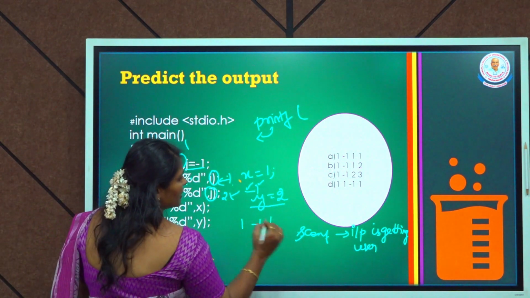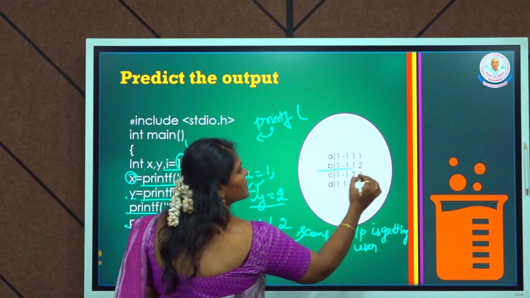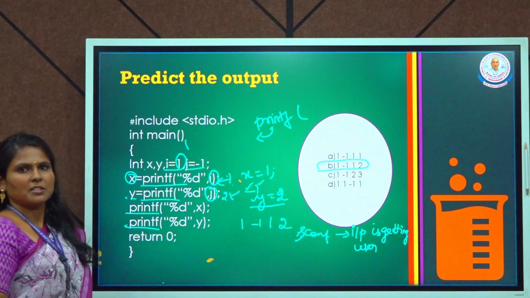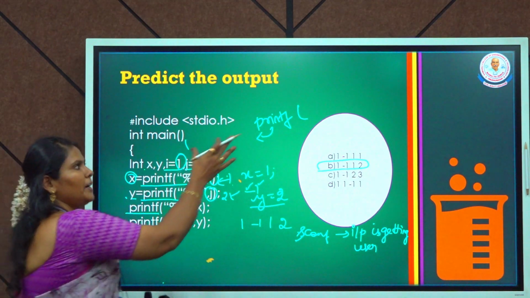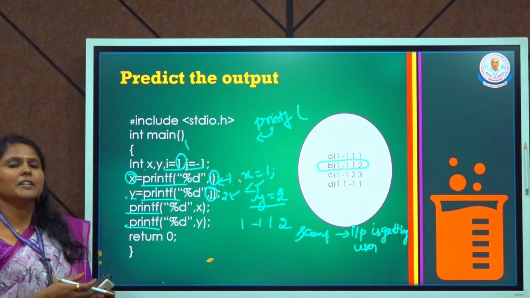What is the value of x? It is 1. What is the value of y? It is 2. So what may be the output? Option B is the output for the particular snippet. Hope I am clear about it. The printf function returns the number of characters it is printing in the console.